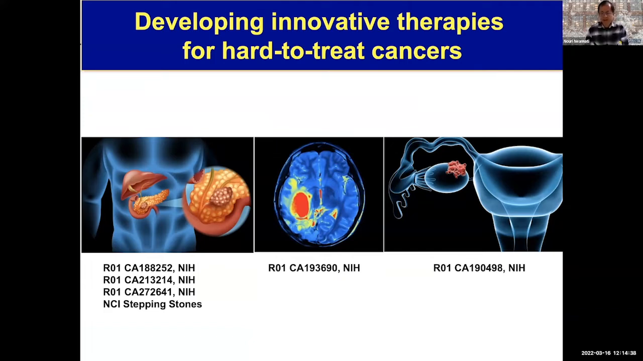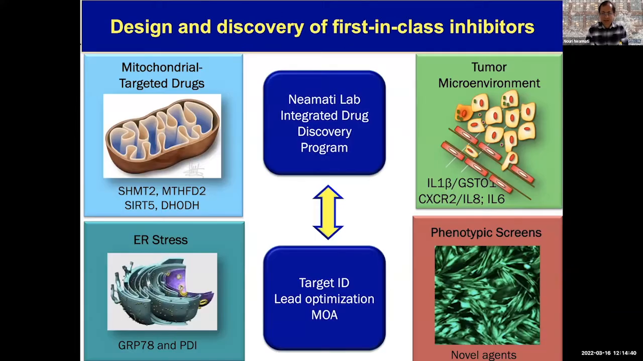We are interested really in the development of first-in-class inhibitors against select targets that we have been playing with for the past few years. And if you're interested, we can talk about other targets another time. But today, I would like to focus on a very exciting class of compounds that we discovered from a phenotypic screen against pancreatic cancer.